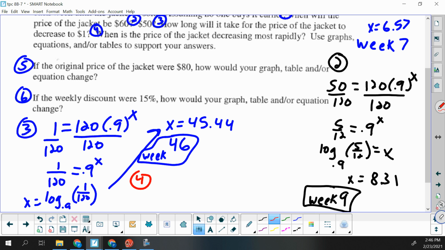So for number 4 now, when is it decreasing most rapidly? Well, let's draw a sketch of an exponential decay graph. So we have something like that. We want to know when's the biggest drop. Well, the biggest drop is at the start. And the reason for that, when your price is at 120, that's when 10% is the biggest drop. That's a $12 drop if you drop 10% at 120. But as time goes on, 10% of your price is no longer as big of a drop. So that's why at the start is the biggest drop.